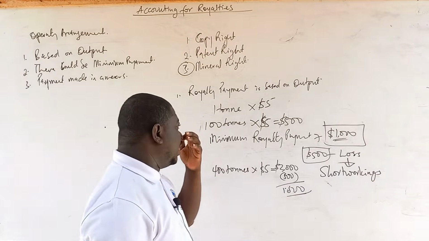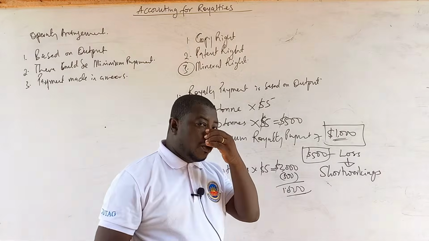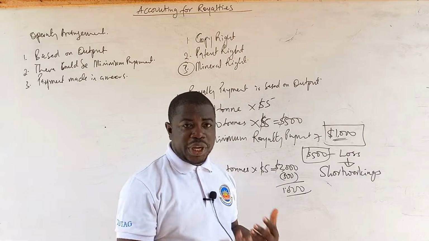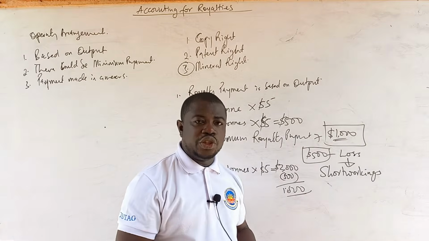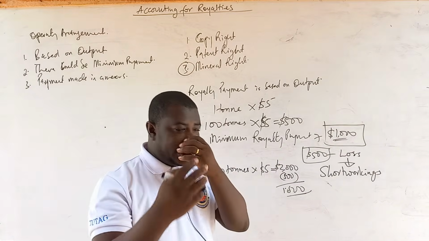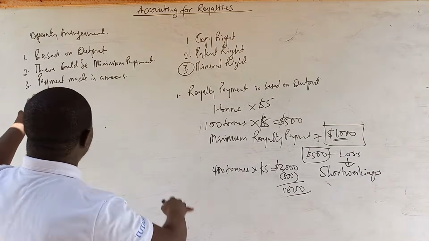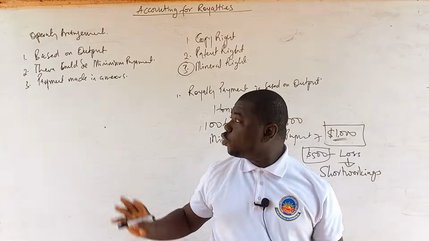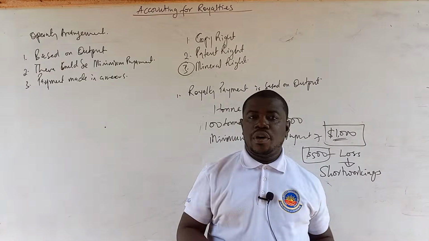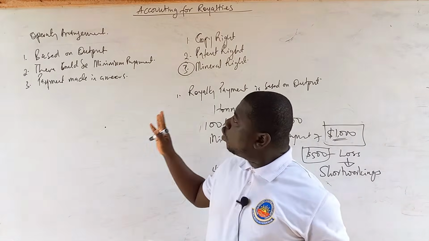In other words, the royalty that is payable, the royalty for 2021 will be paid in 2022. Royalty for 2022 will be paid in 2023. That is the meaning, and that is what I mean by payment of royalties are also done in arrears. So you should understand that as well. All right.